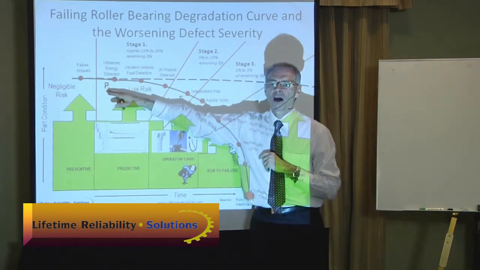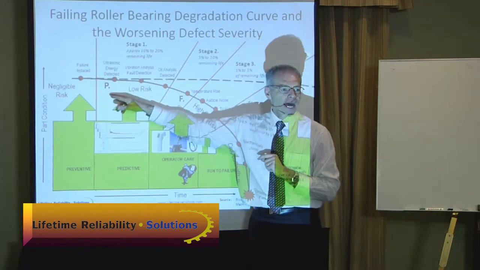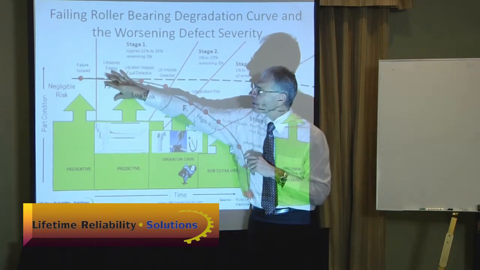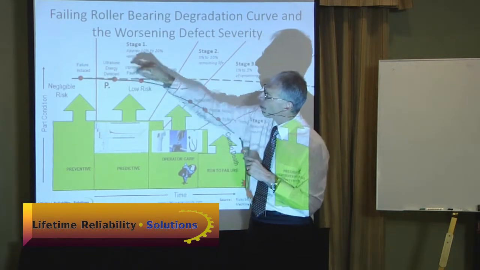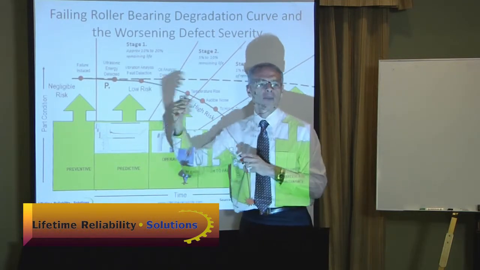Whereas here, if I find it at the P point, and this is a 2-month window, then I can order those parts in that 2 months. So with this point here, and this technique here of high technology condition monitoring, I can have fewer spares because I've got time to buy those spares in.